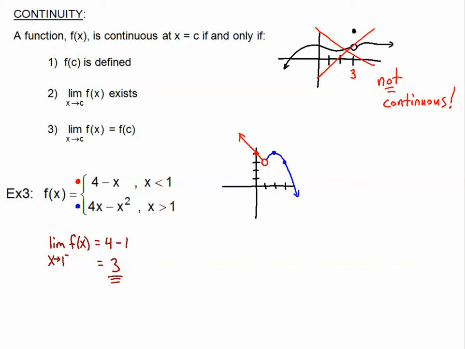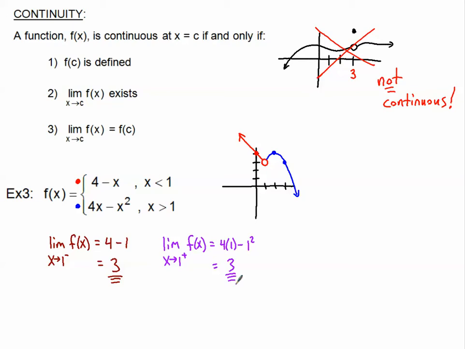Let's plug in and find the right-sided limit. That means 1 with a little plus sign of f of x. For the right-sided limit, we want to be on the right side of 1, which are numbers that are greater than 1, so I'd be using this piece. And if I plug a 1 directly into here, I get 4 times 1 minus 1 squared, which is also equal to 3.